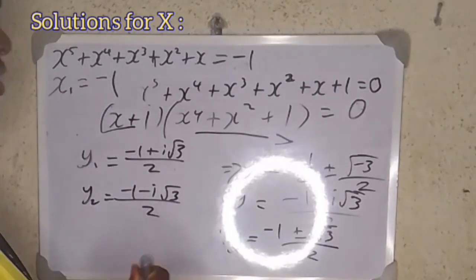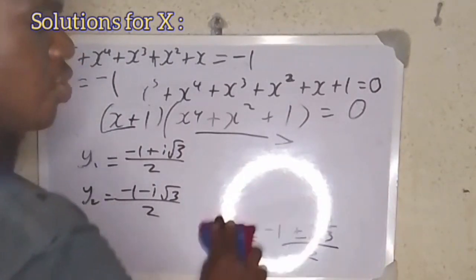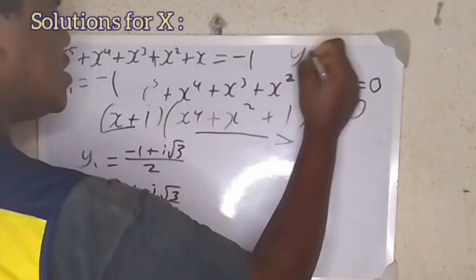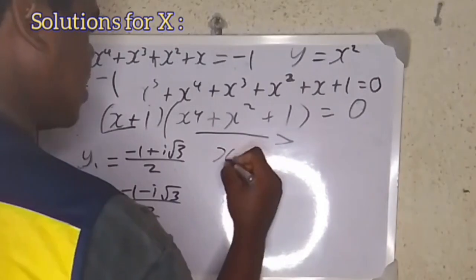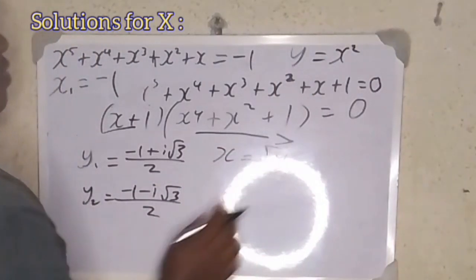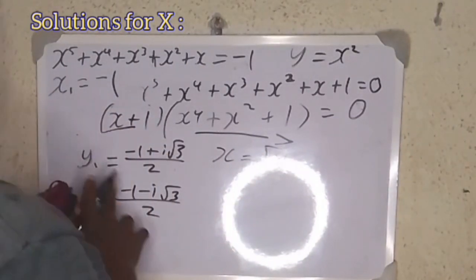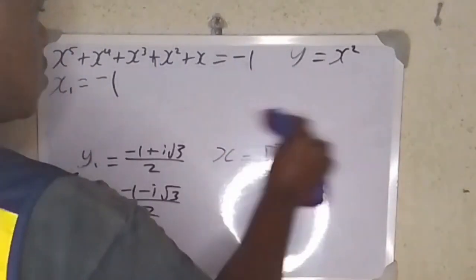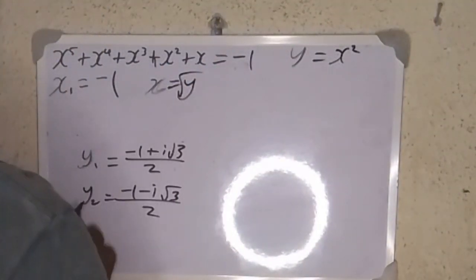But don't forget that we're not looking for y. Instead, we're looking for x. And remember that we said y is equal to x squared. So x is going to equal the square root of y. We already have our x1 here. Let me erase this unnecessary part. x equals the square root of y, and we have our y1 and y2.